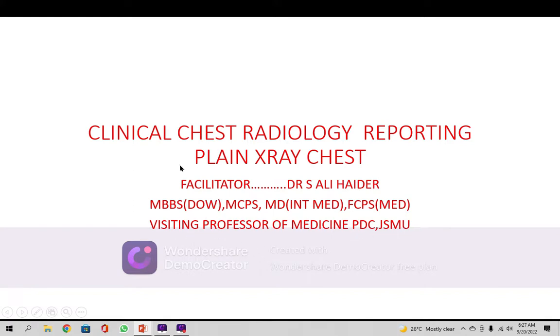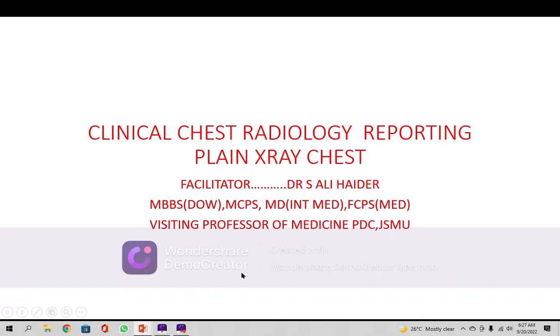So how will I take this one? Clinical chest radiology, reporting plain X-ray chest. 9 sessions I have taken in radiology. A half-hour or 1 hour workshop of plain chest radiology means nothing, because people will like this type of workshop, but actually they cannot do it in their practice. They are often dependent on the reporting by the radiologist. You have seen the case, you have advised the X-ray chest, so you have to report it. It is better because you have seen that patient.